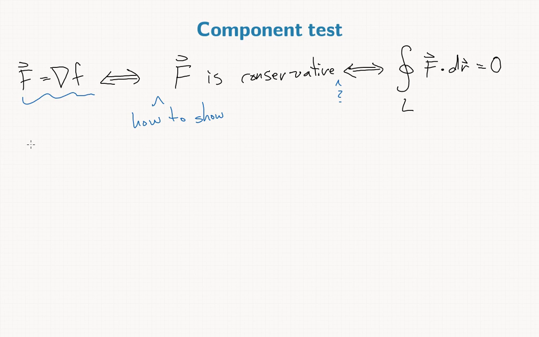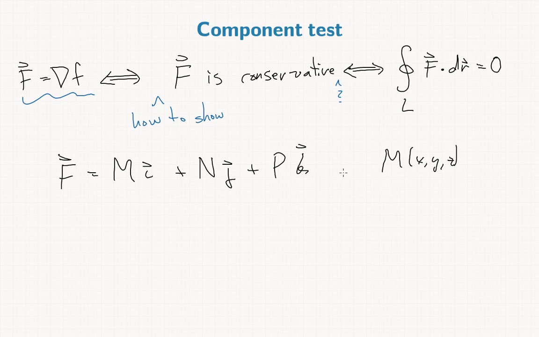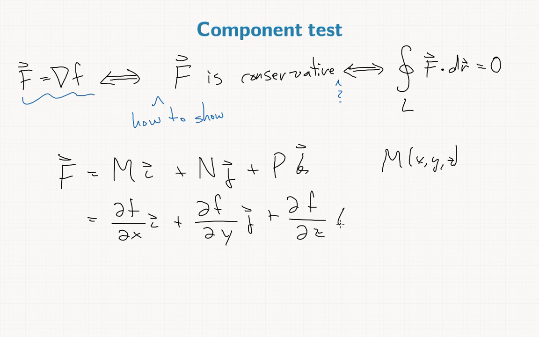So suppose that f is equal to mi plus nj plus pk, where all of these are functions of x, y, and z. I've just omitted that. Then if this is the gradient of f, so this is del f by del x i plus del f by del y j plus del f by del z k.